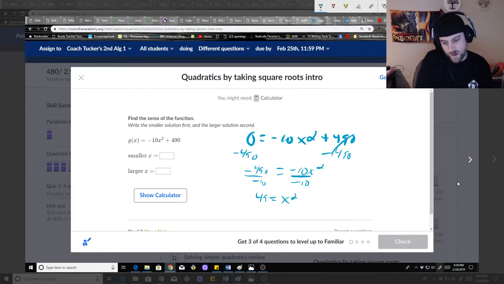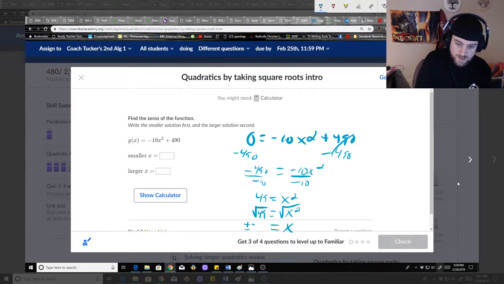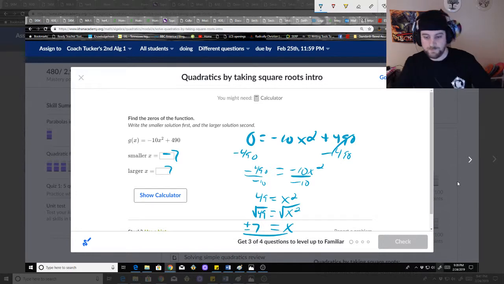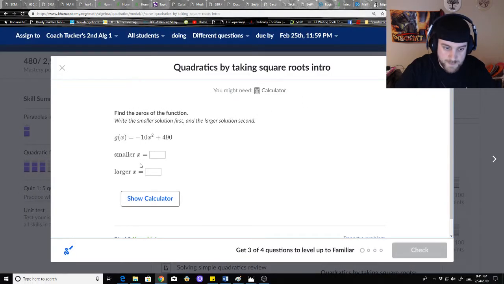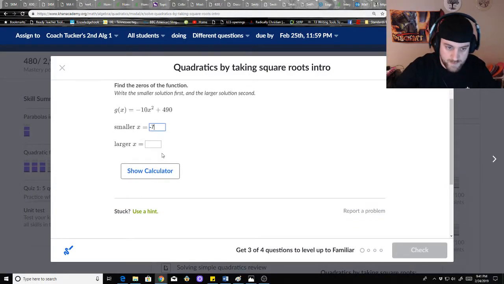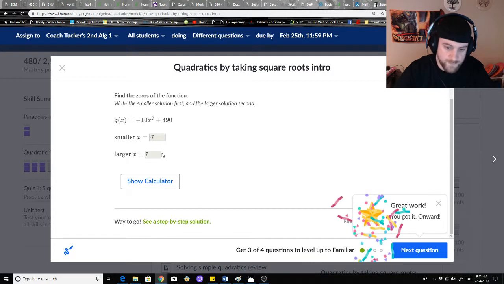To get rid of a square, you take the square root of both sides. So the square root of x squared equals the square root of 49. So x equals, and remember there's two roots, so it's plus or minus 7. There's our answer. They want the smaller one first, that'd be negative 7 and then positive 7. That's how we solve using square roots. Negative 7, 7. There we go.